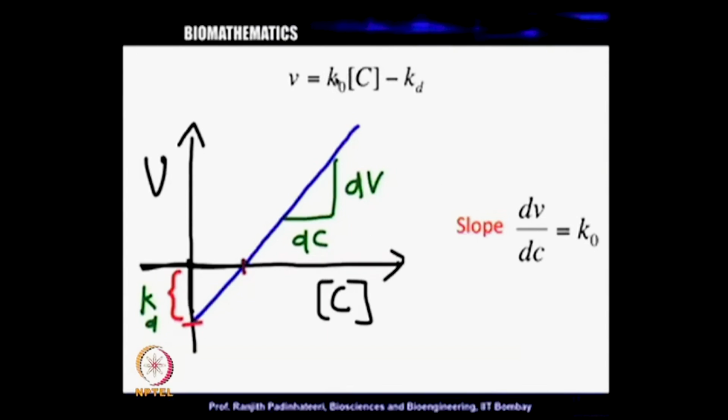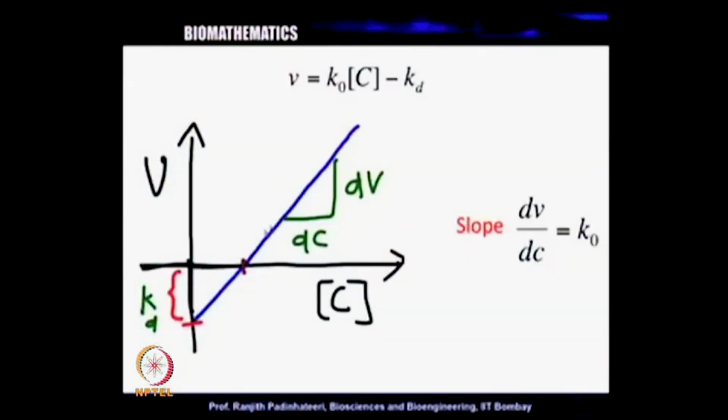K0 is the intrinsic rate of polymerization, and you multiply it with the concentration, you get the rate of polymerization. So, this is the rate constant, and what happens when C equals 0? When C equals 0, V is just minus Kd. So, at 0 concentration, whatever the value, that will be minus Kd, but you can't do an experiment at 0 concentration, right.